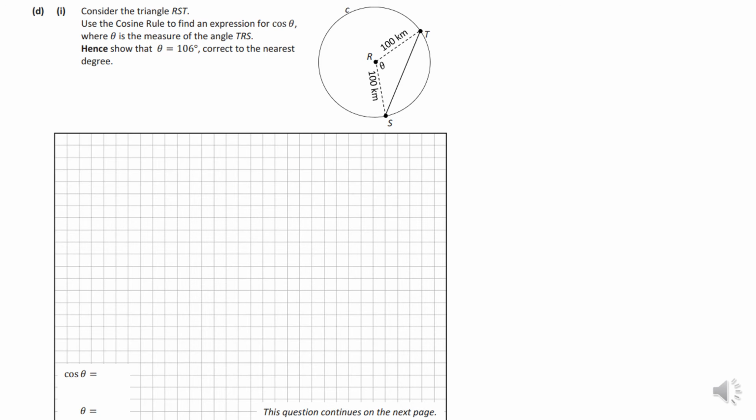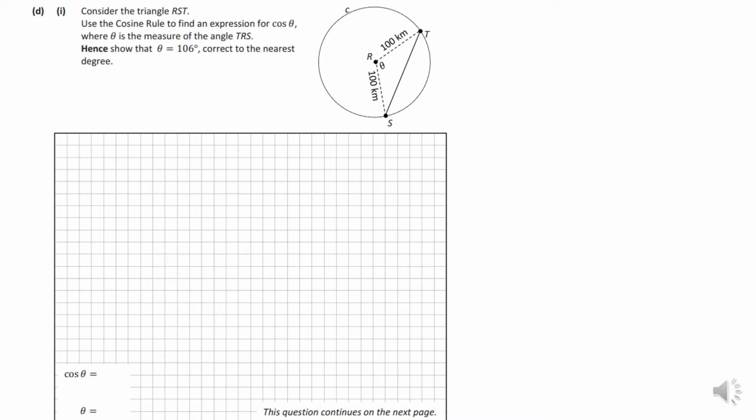Right, part D. Consider the triangle RST. So it's shown there in the diagram. Use the cosine rule to find an expression for cosine theta, where theta is the measure of the angle TRS, and hence show that theta equals 106 degrees correct to the nearest degree. Righto, so lots to do there. First off, it's mentioned the cosine rule. I think we should write it down.